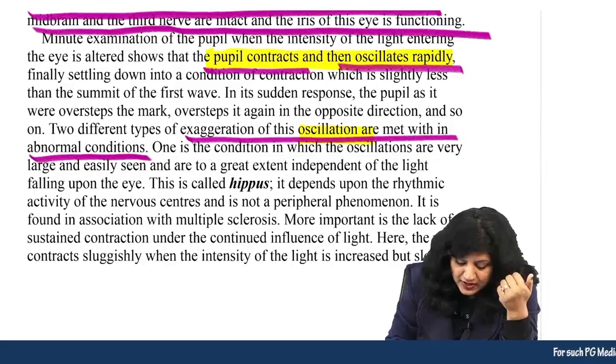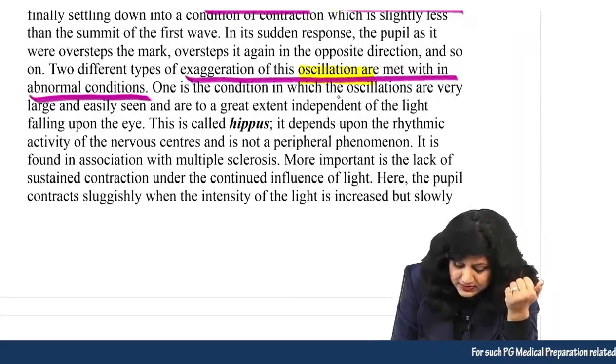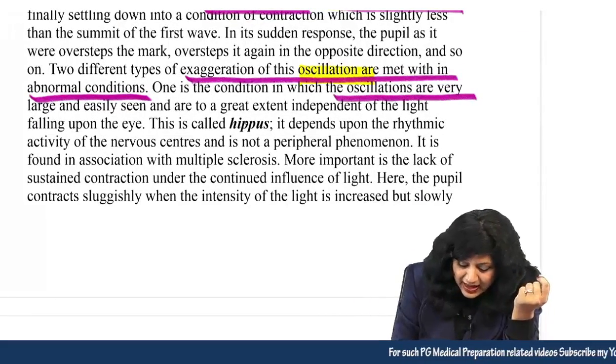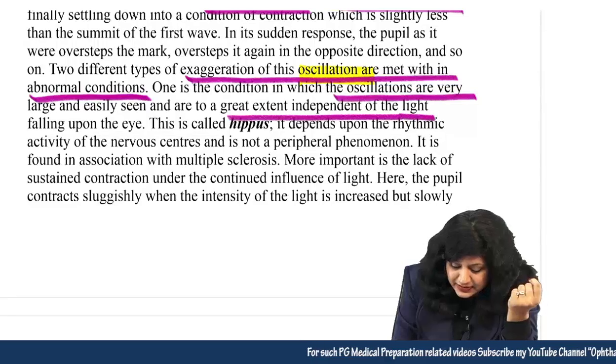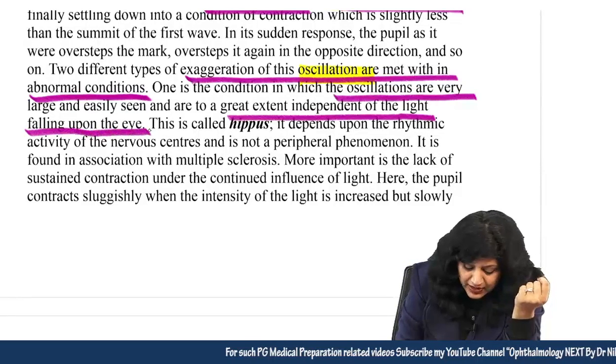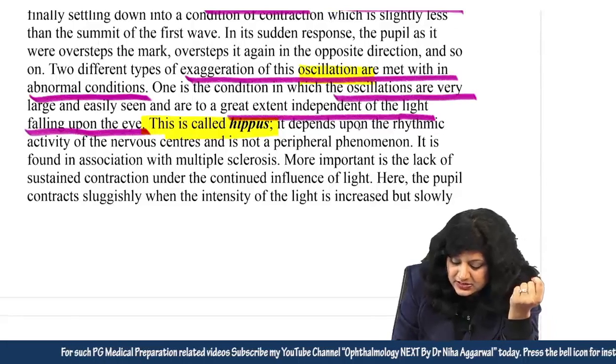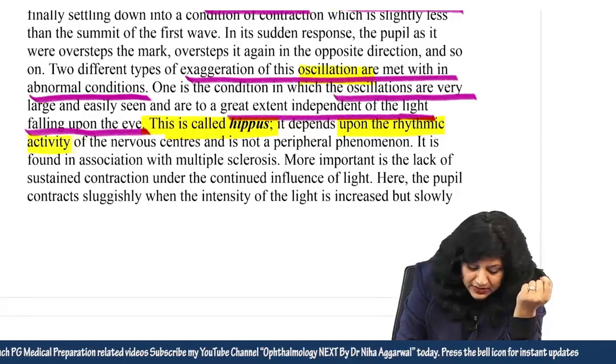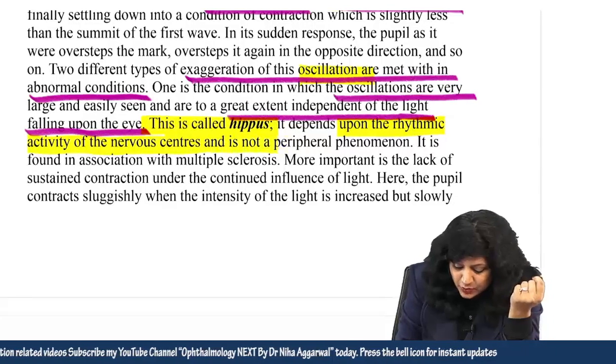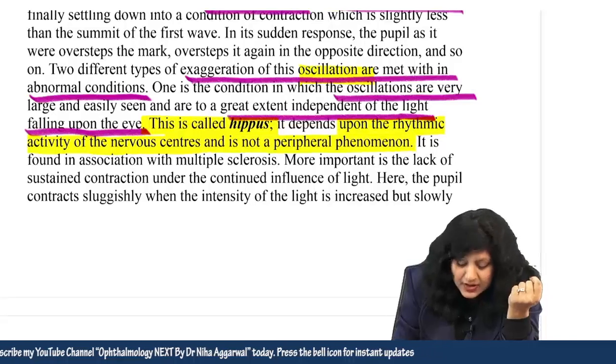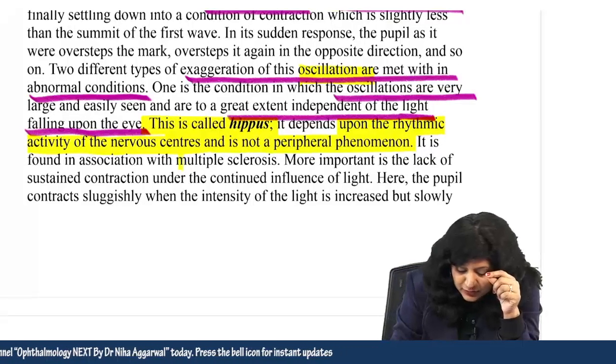So two different kinds of exaggeration of this oscillation are met with in abnormal conditions. One is the condition in which oscillations are very, very large and to a great extent independent of the light which is falling on the eye. This is actually called the hippus. This is actually depending upon the rhythmic activity of the nervous centers and is not a peripheral phenomenon. This is actually found in cases of multiple sclerosis.